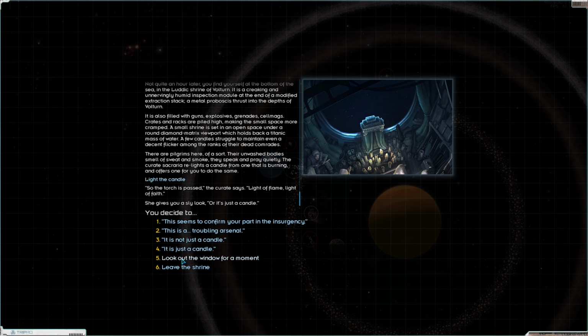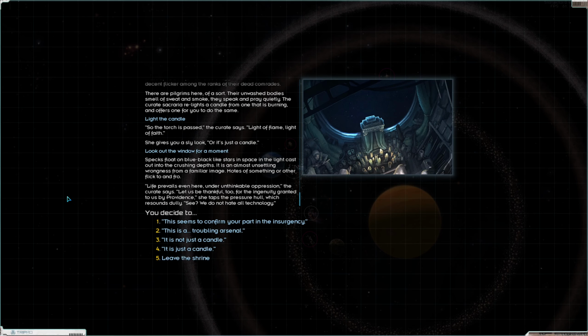Let's say, look at the window for a moment. Specks float on blue-black, like stars in space in the light cast out into the crushing depths. It is an almost unsettling wrongness from a familiar image. Motes of something or other flick to and fro. Life prevails even here, under unthinkable oppression, the curate says. Let us be thankful, too, for the ingenuity granted to us by Providence. She taps the pressure hull, which resounds dully. See? We do not hate all technology.